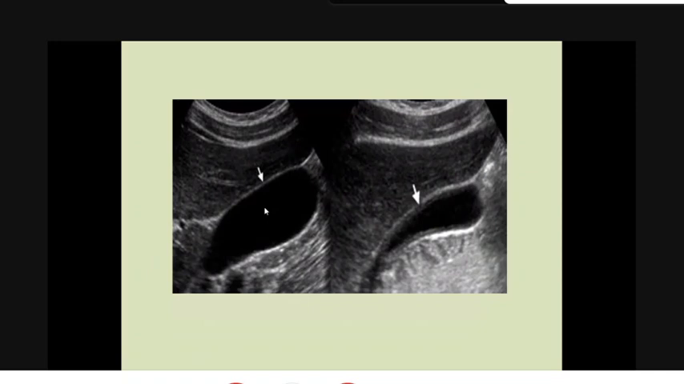The last topic is acute cholecystitis. طبعا أكثر شيء نقدر نستخدمه to diagnose acute cholecystitis is the ultrasound. Ultrasound is widely used for the diagnosis of acute cholecystitis. What are the signs that can be seen on the ultrasound to diagnose acute cholecystitis?